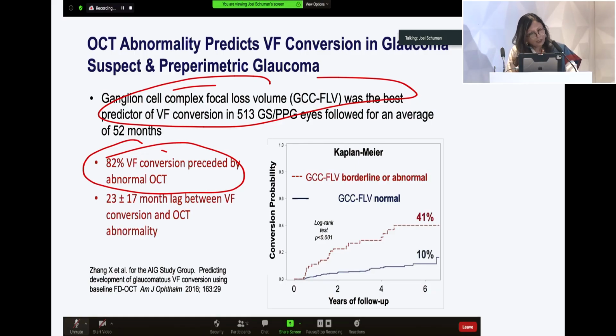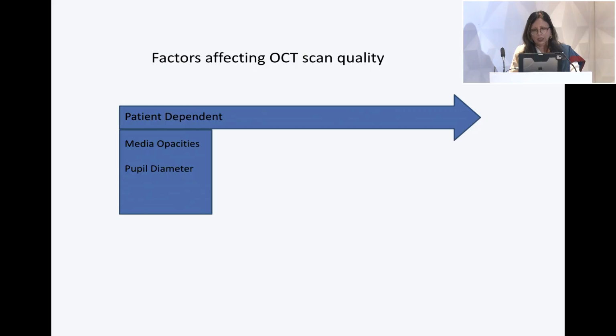But having said that, I would say you need to be very careful when you're interpreting the OCT, and the OCT is never to be interpreted in isolation. You always need to have clinical relevance when you're interpreting the OCT. So having said that, we'll move on to the factors that the OCT scan actually has, which you need to take care of.